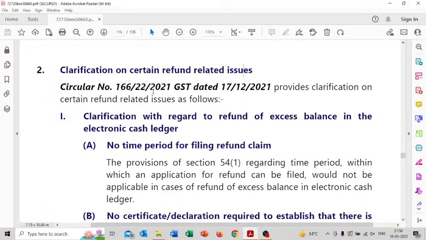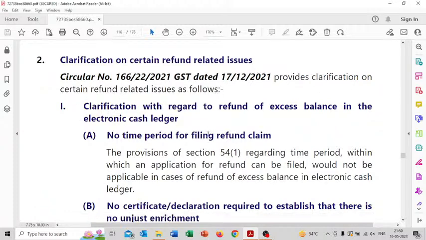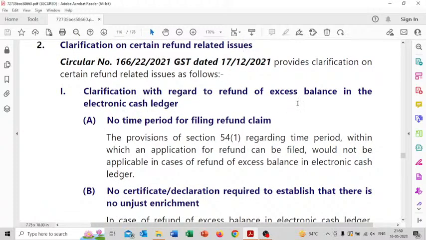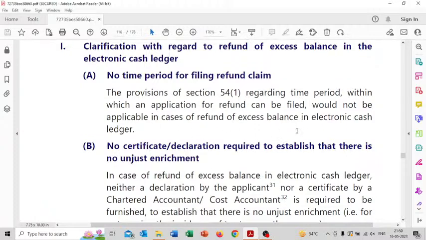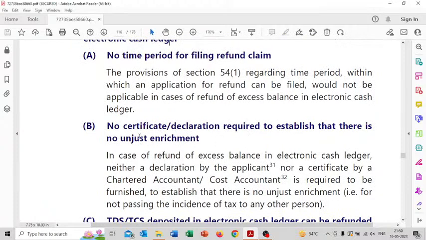Circular number 166/22/2021-GST dated 17 December 2021 provided clarifications on certain refund related issues as follows. Clarification with regard to refund of excess balances in the electronic cash ledger: no time period for filing the refund claim. The provision of section 54 regarding the time period within which an application for refund can be filed would not be applicable in cases of refund of excess balances in the electronic cash ledger. No certificate or declaration is required to establish that there is no unjust enrichment.